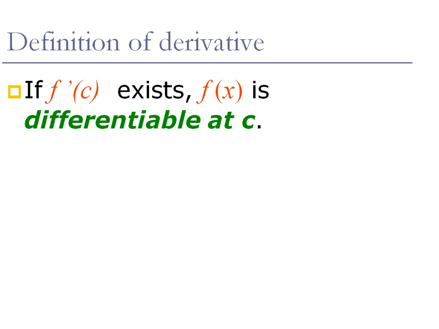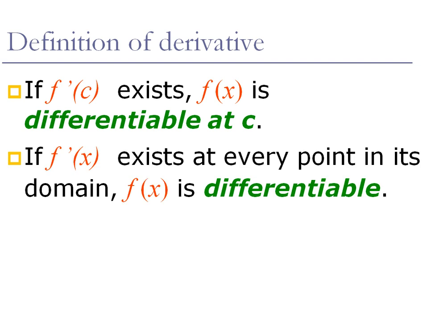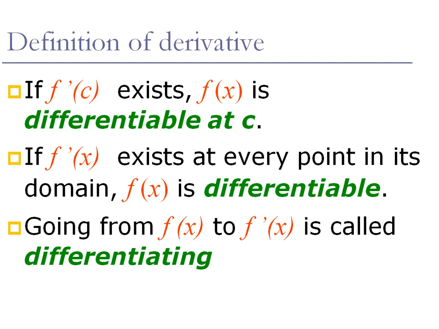Now, a little bit more notation, or terminology, I should say. If f prime of c exists, then we say that the function is differentiable at c. And on the other hand, if the derivative exists at every point in its domain, then f of x is called differentiable. Now, another little point about notation and terminology, and that is that the process of going from a function to its derivative is called the process of differentiation. And so we will differentiate the function, and we're differentiating the function.